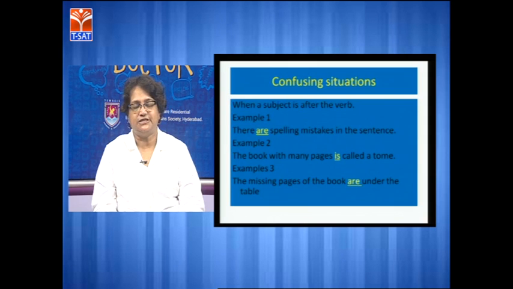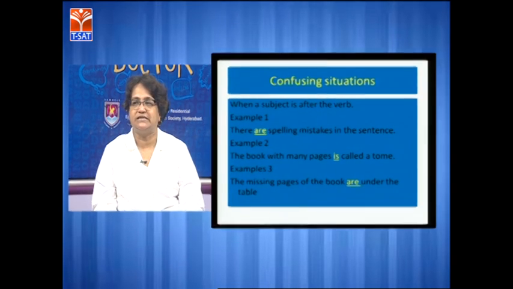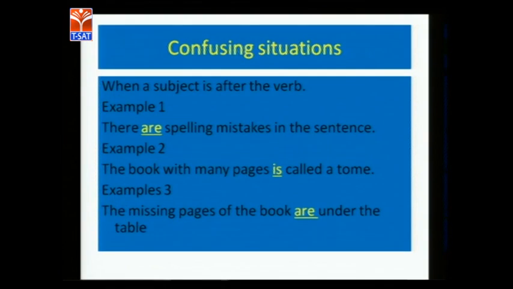Now, the first situation that I'm dealing with is when a subject comes after the verb. As you can see in the example, the underlined part is the verb. That verb is for the word mistakes. So the subject is spelling mistakes. The subject is not the sentence. So you say there are spelling mistakes in the sentence, not there is a spelling mistakes in the sentence, because spelling mistakes is the subject of this particular sentence.